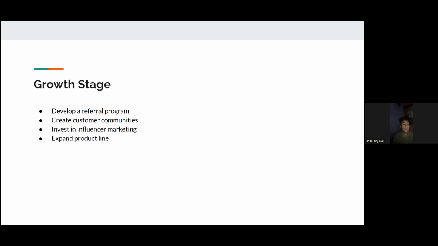Worldlink can also focus on expanding its product line during this stage, as Worldlink can expand its product line to appeal to a wider range of customers and increase its market share. Moving on to the next slide.